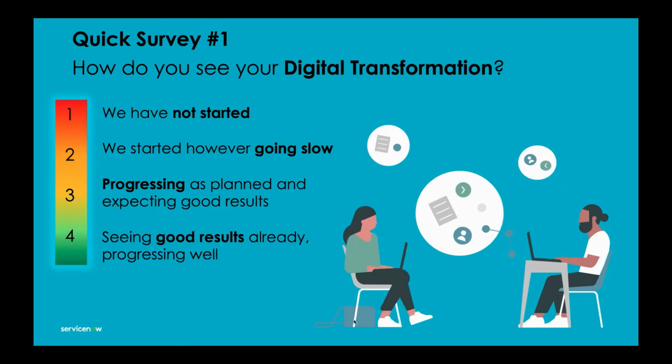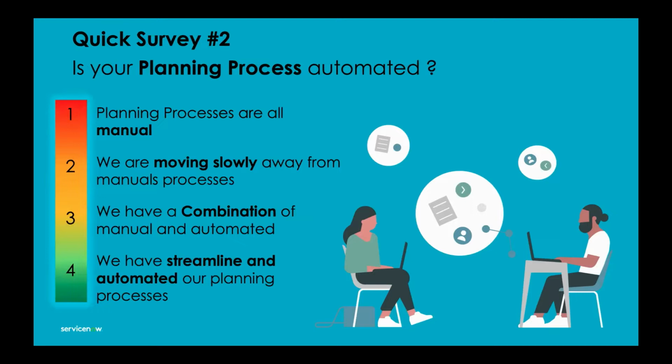The next question is, how do you see your planning process? Is it kind of manual? Is it moving slowly, but you're getting out of all manual, or you've got a combination, or you're streamlining or automated? That's what APW steps in for, to help improve that planning process.